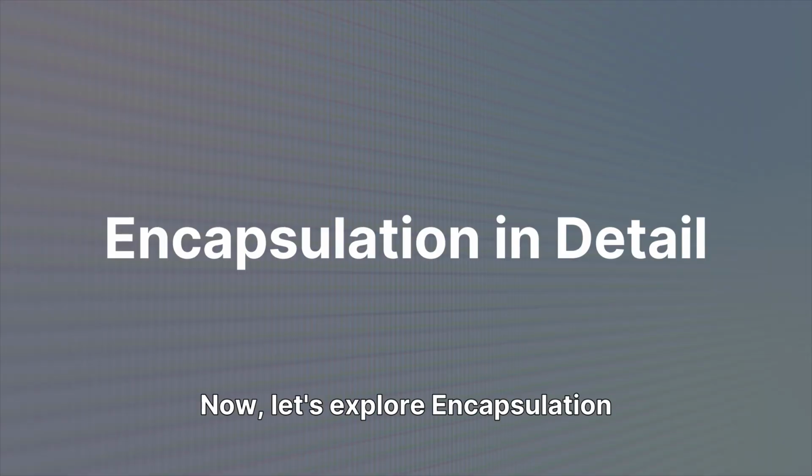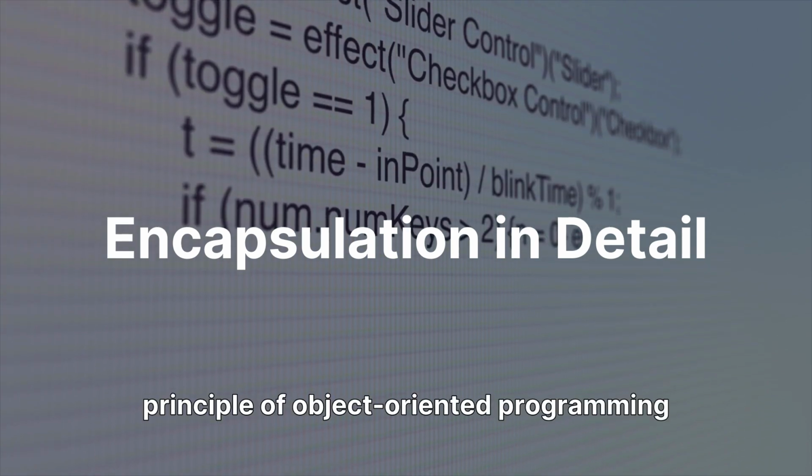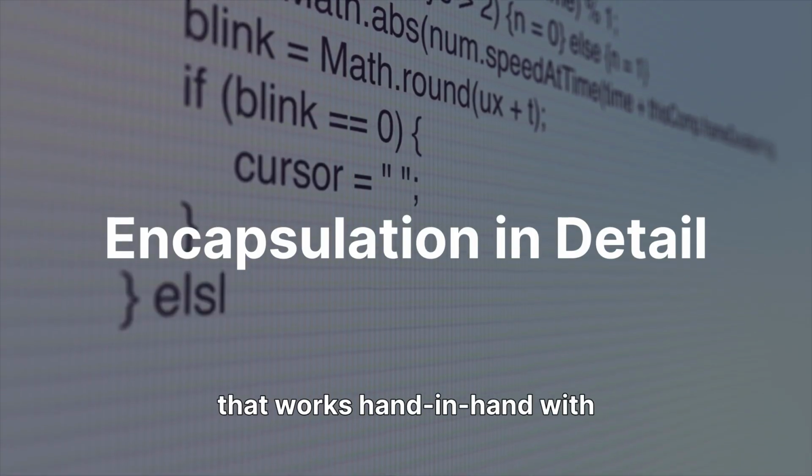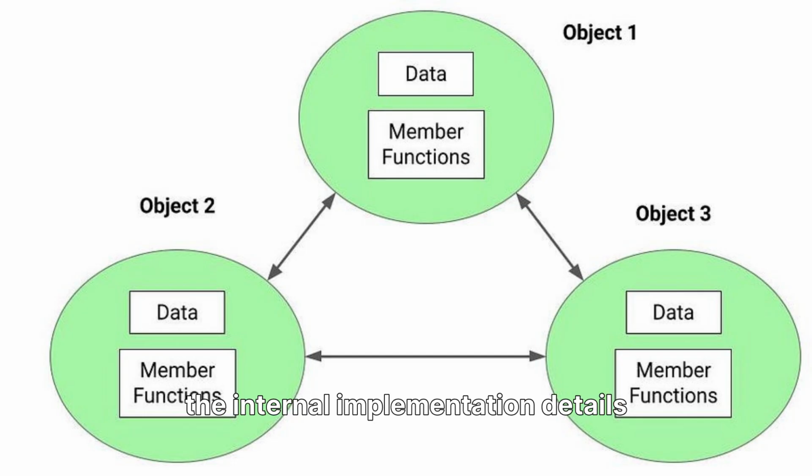Now, let's explore encapsulation in more detail. Encapsulation is a core principle of object-oriented programming that works hand-in-hand with access modifiers. Encapsulation is the practice of bundling data and the methods that operate on that data into a single unit, typically a class. This creates a self-contained entity that manages its own state and behavior. Crucially, it involves hiding the internal implementation details from the outside world. This means external code interacts with an object through a well-defined interface, without needing to know its inner workings.